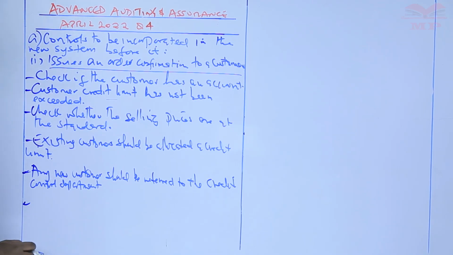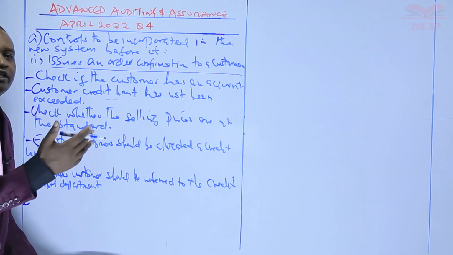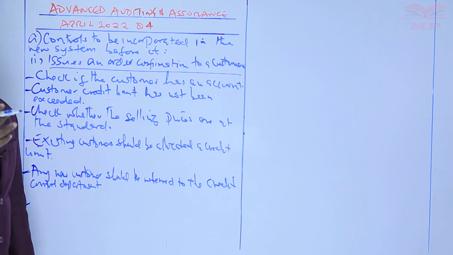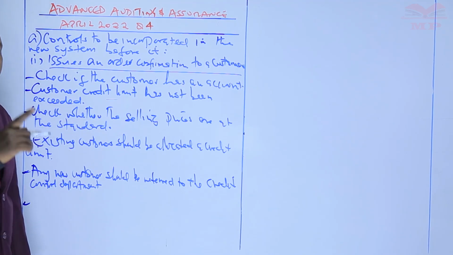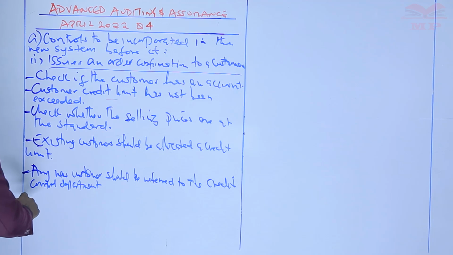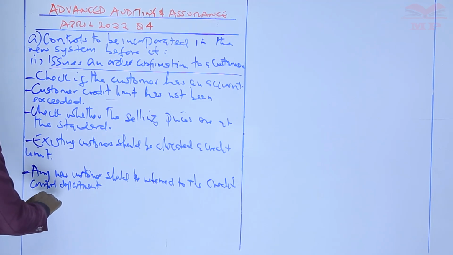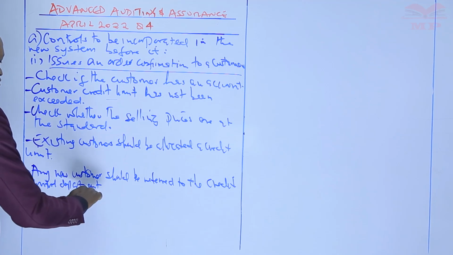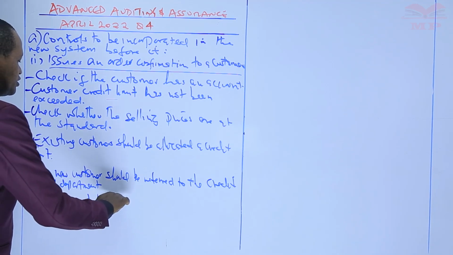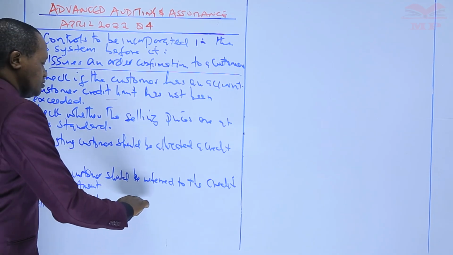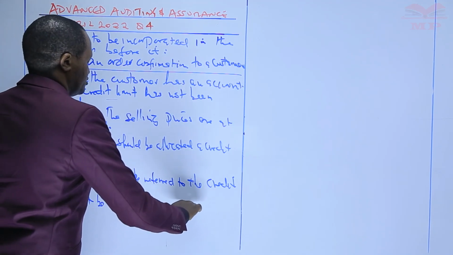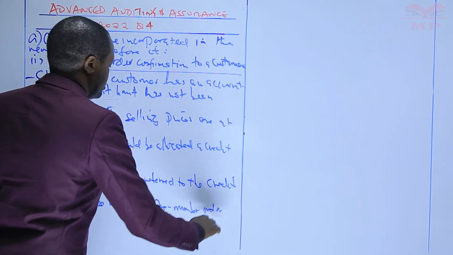Point number 6, all orders received should be recorded on pre-numbered sales order documents. All orders must be recorded on pre-numbered order documents.